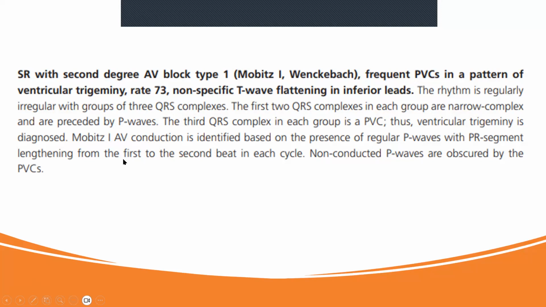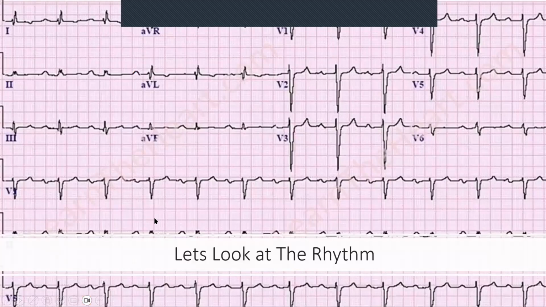So this goes into more detail about it. I don't want to get into too much detail about it, but let's look at the different types of heart blocks. All right. So let's look at this heart block and let's see what's going on. All right. So we're not going to worry about rate and axis and whether there's ischemia. We're just looking at the rhythm, nothing else.